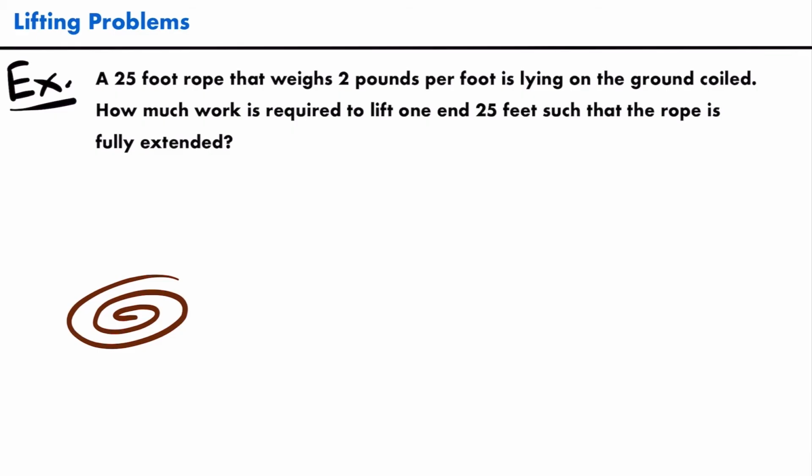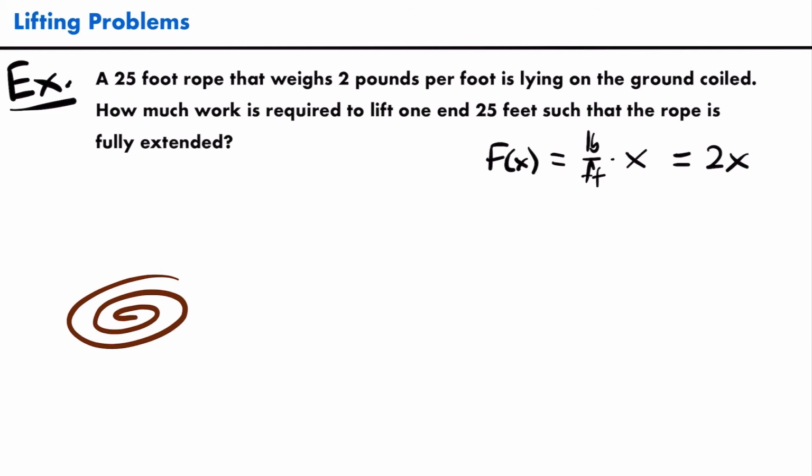Okay, and so our force function, capital F of x, in this case, is going to be equal to some weight density in pounds per foot times x. And in this case, we know that the rope weighs 2 pounds per foot. And so our force function will be equal to 2x. What this represents is that however many feet the rope has been lifted, x, we multiply 2 by that height in feet, and that gives us the weight of the rope at that particular height.